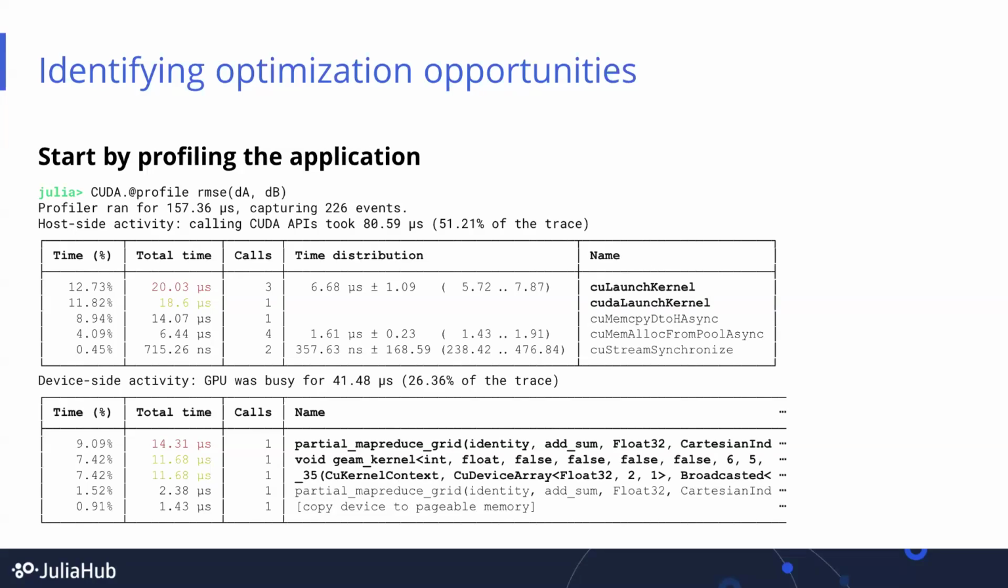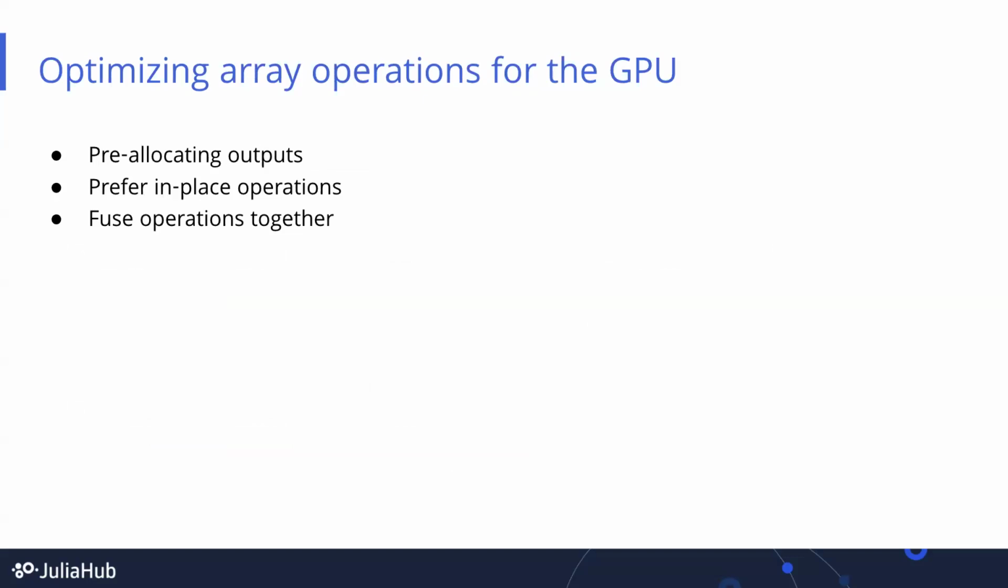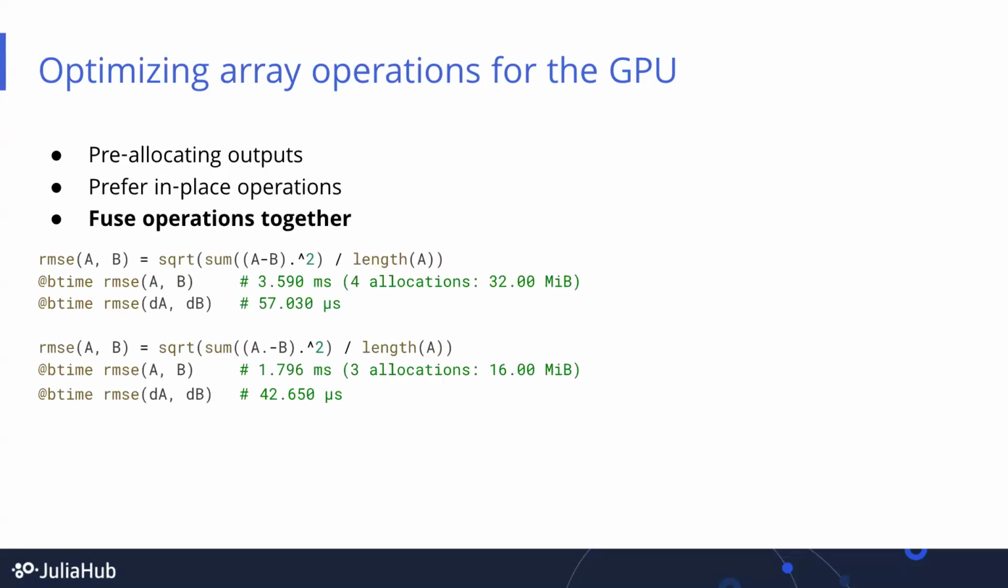And here there is actually an easy way to avoid these additional kernel launches. And this brings me to the general advice of how you optimize array applications in Julia. Typically by pre-allocating your outputs, by preferring in-place operations instead of out-of-place operations so that you don't have allocations within your loop, and also by fusing operations together. And it's the fusion here that's very relevant for our Julia application.